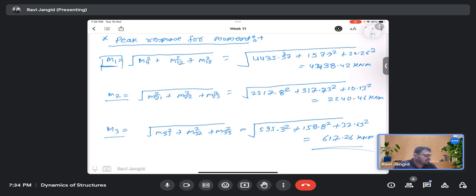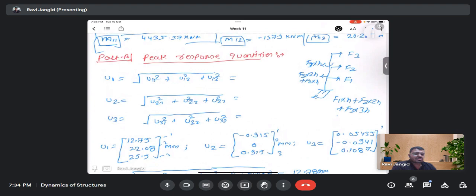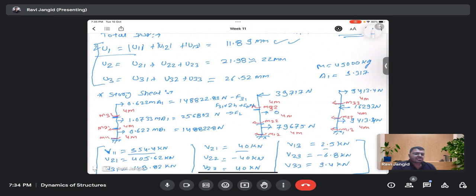Yes, I have a doubt. We have calculated the total displacement, right? What are the displacements, whether they are minimum or maximum, which displacement they are? I don't get what you are asking. We have found, right, that 11.89, 22, 26. What can we call those, U1, U2, U3? This is the general total displacement, not the peak.